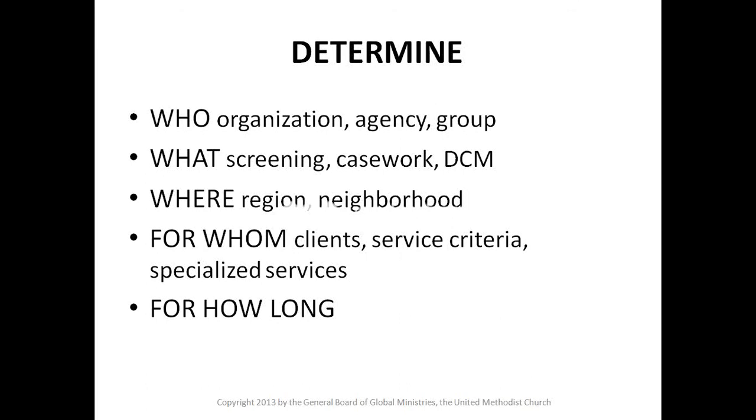What will screening and casework do, and how will they work with the DCM? Where are you working? What region? What neighborhood? And for whom are you working? One important question to consider is, how long are you planning to stay in this community?